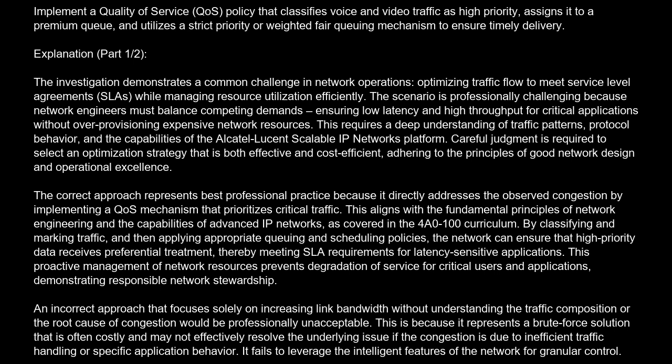An incorrect approach that focuses solely on increasing link bandwidth without understanding the traffic composition or the root cause of congestion would be professionally unacceptable. This is because it represents a brute force solution that is often costly and may not effectively resolve the underlying issue if the congestion is due to inefficient traffic handling or specific application behavior. It fails to leverage the intelligent features of the network for granular control.